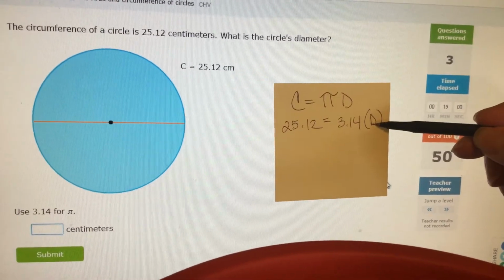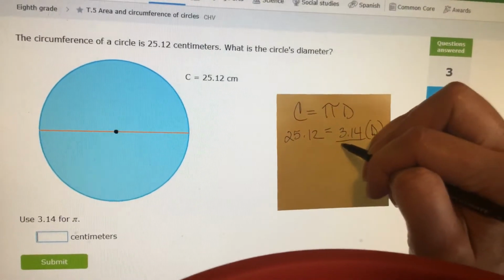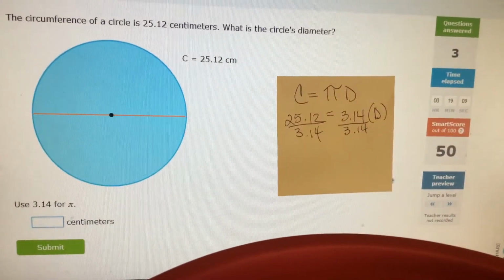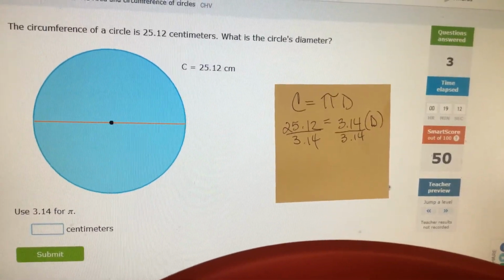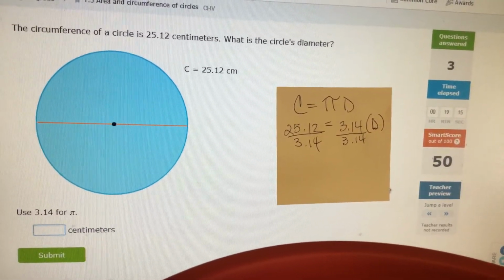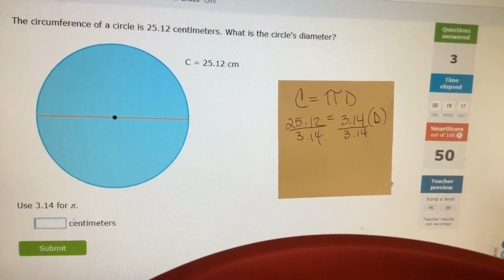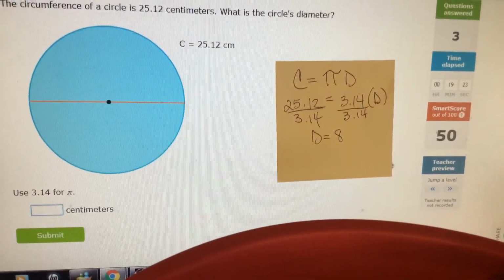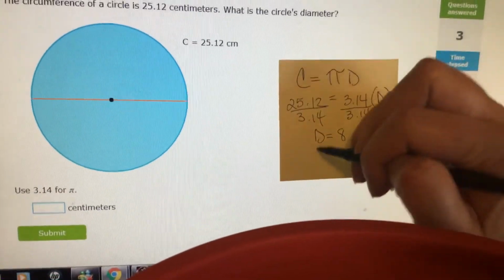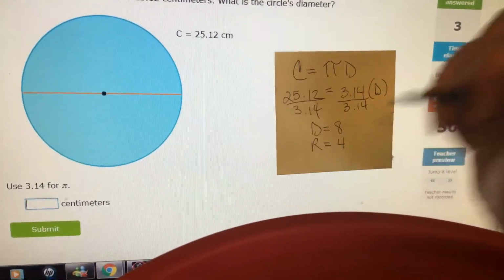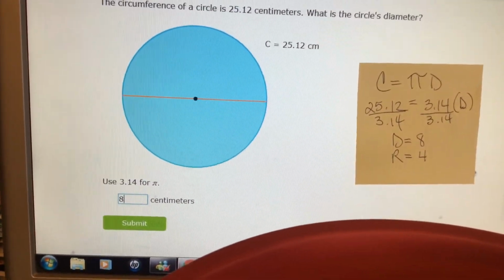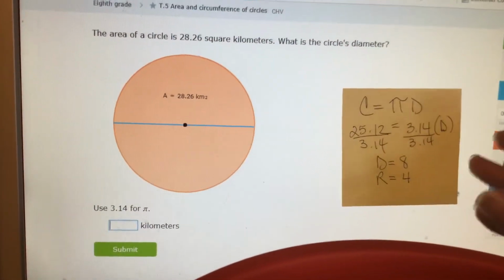Now, my goal is to get diameter alone. So I have to divide both sides by 3.14. Remember, we're always doing the opposite. On my calculator, I'm going to punch in 25.12 divided by 3.14, and I get 8. So the diameter equals 8. Just curious, if they had asked me to find the radius, all I have to do is divide that by 2. Okay, now we found our information, and I'm going to plug 8 in for the answer, and it worked.